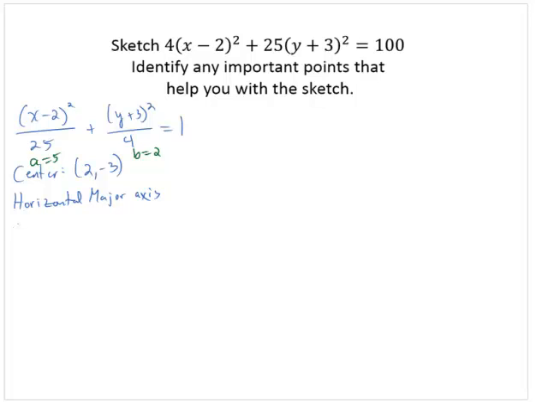And so then the vertices, we would change the x-coordinate of the center. So we would have 2 plus or minus 5, comma, negative 3. And so that becomes what? Negative 3, negative 3, and 7, negative 3.